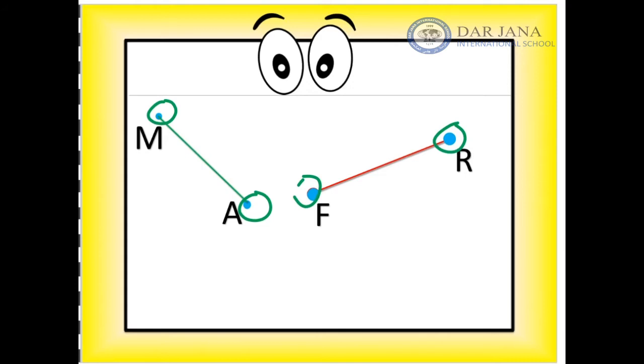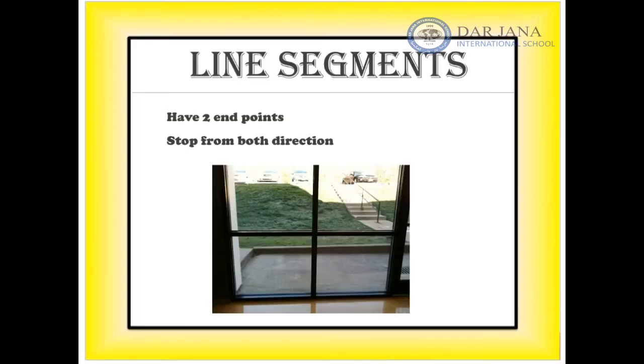So what do you think I'm going to call these drawings? In math, anything that is part of a line and stops in both directions, I'm going to call a line segment. As we said a while ago, line segments have two endpoints, which means they stop in both directions, on both sides, and a line segment is part of a line.